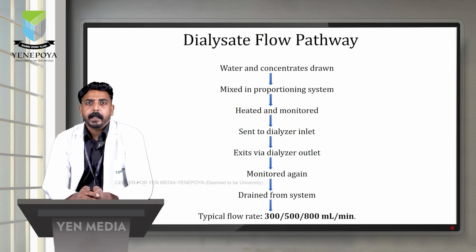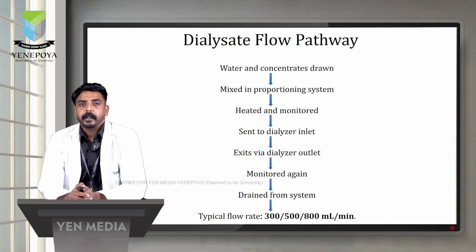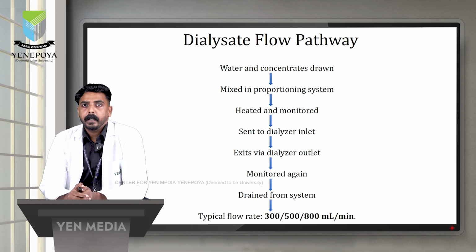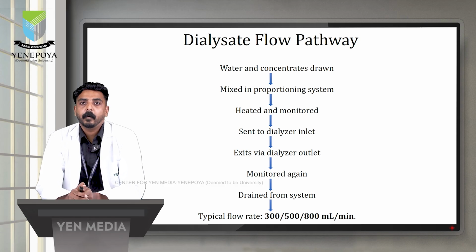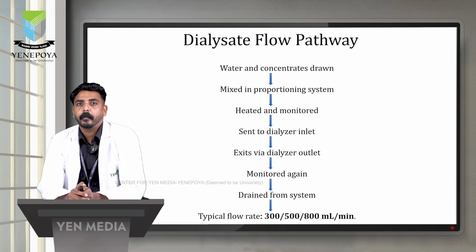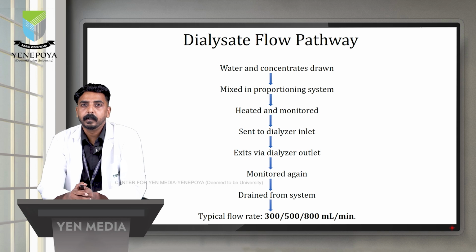The dialysate pathway is as follows. First, water and concentrates are drawn and mixed in the proportionating system. Then the mixture is heated and monitored and sent to the dialyzer inlet. After filtration, it exits via the dialyzer outlet, is monitored again and at the end is drained from the system. The typical flow rates are 300, 500 or 800 ml per minute.